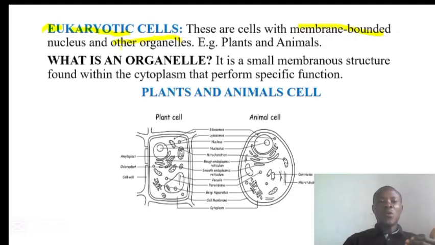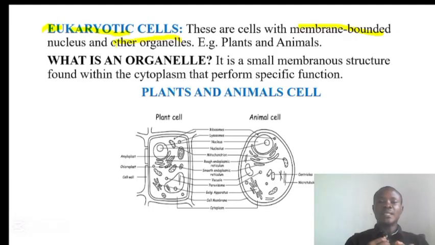Also, the other organelles are membrane bounded. For example, the mitochondrion, chloroplast, lysosome, endoplasmic reticulum. These organelles are membrane bounded. Some have one membrane, while some have two membranes. Those having two membranes, for example, the nucleus has two membranes.